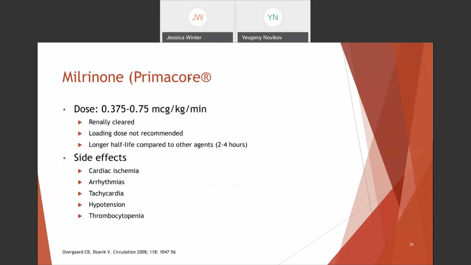Milrinone's dose is lower, 0.375 to 0.75. You can go higher than that, but it's also weight-based dosing. It's renally cleared, and it's got a longer half-life than dobutamine. So it might stick around longer in patients with renal failure, and you might not see the full effect for a longer period of time in patients in the ICU, which isn't always what we're looking for. It also causes more vasodilation than dobutamine.